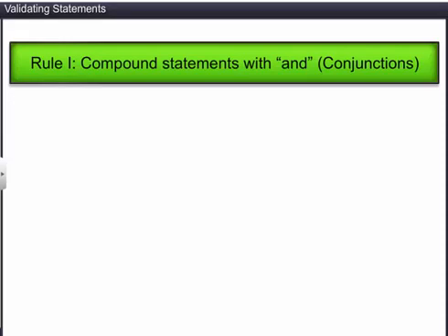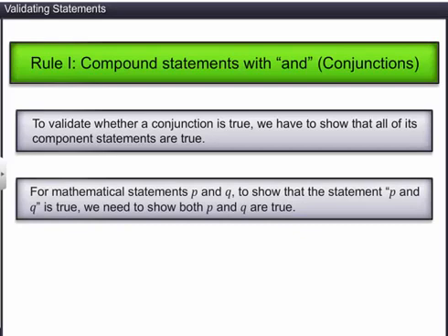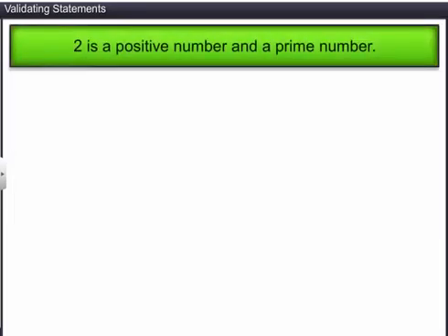To validate whether a conjunction is true, we have to show that all of its component statements are true. P and Q are mathematical statements. To show that the statement "P and Q" is true, we need to show that both the statements are true. Let's check the validity of the statement. 2 is a positive number and a prime number.